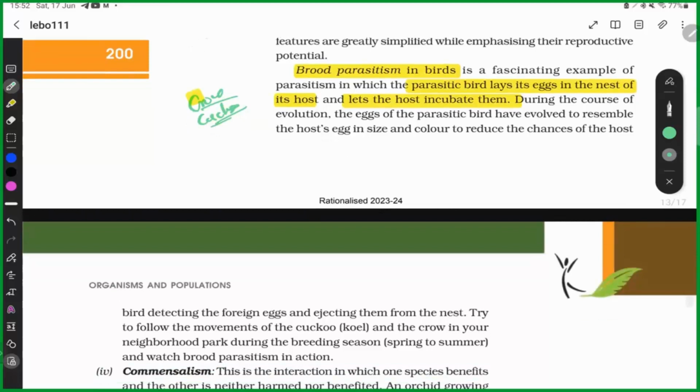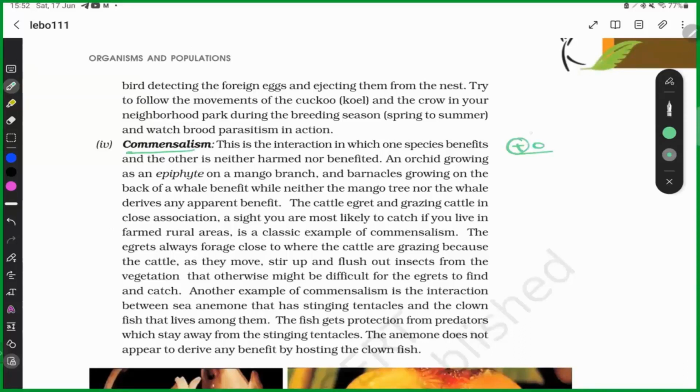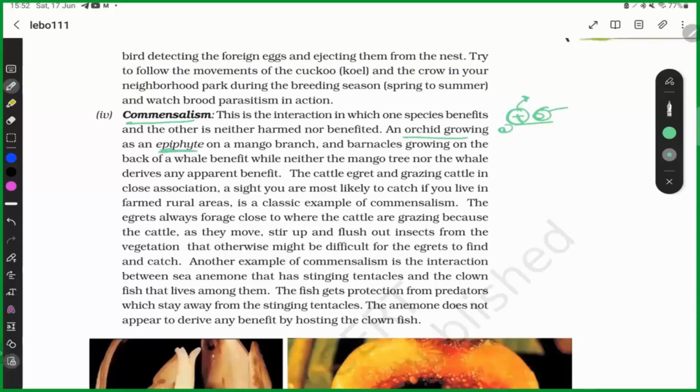What is commensalism? Positive. One of the organisms is benefited from this interaction, but the other one is unaffected. It is an interaction in which one side benefits, but the other is neither harmed nor benefited. An example is an orchid growing on a mango tree, an epiphyte, an air plant, which takes its nutrition from the air. Another example is cattle egrets and grazing cattle in close association.